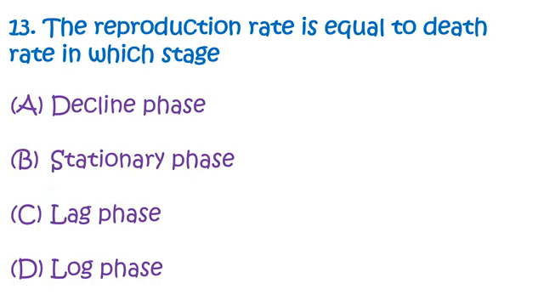Question number 13. The reproduction rate is equal to the death rate in which stage of the bacterial growth curve? The options are option A decline phase, option B stationary phase, option C lag phase, and option D log phase. And the correct answer is option B stationary phase.